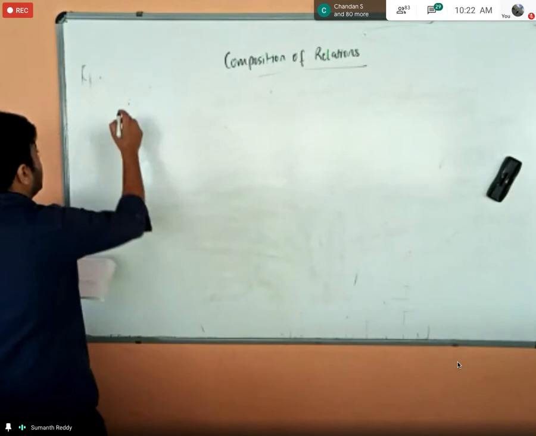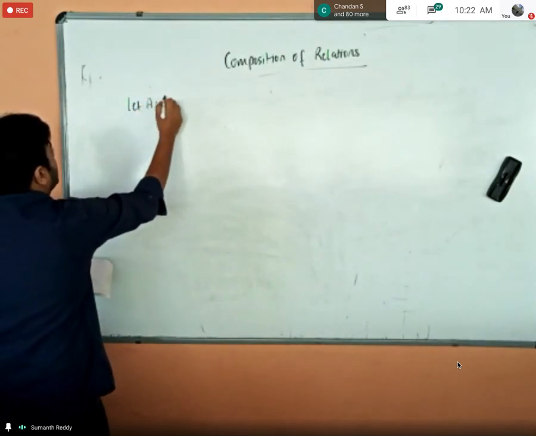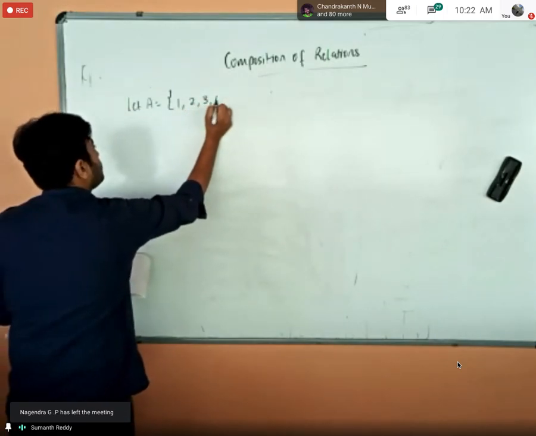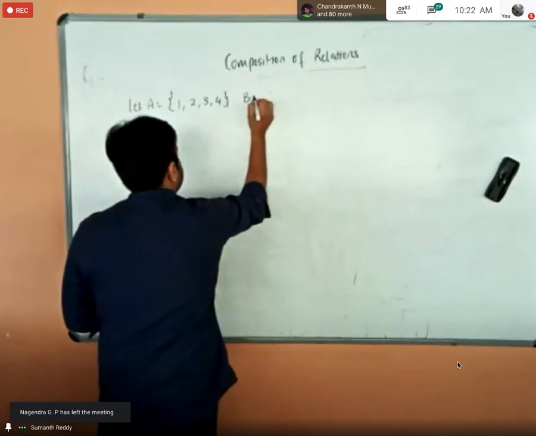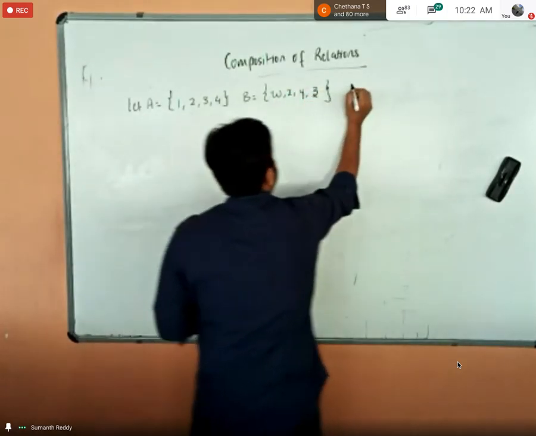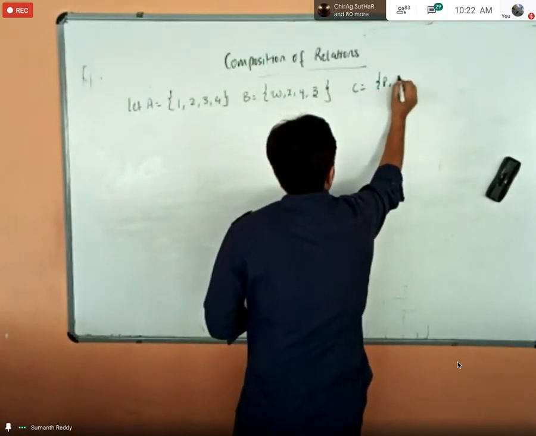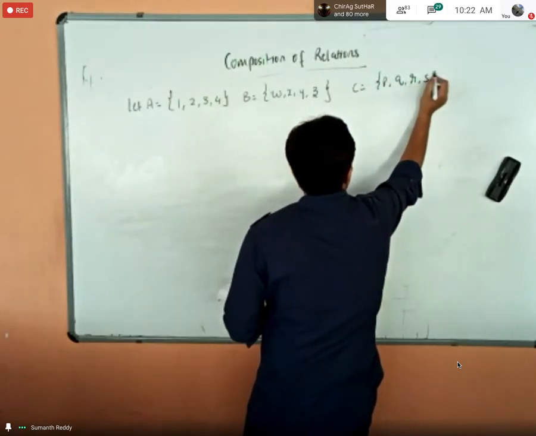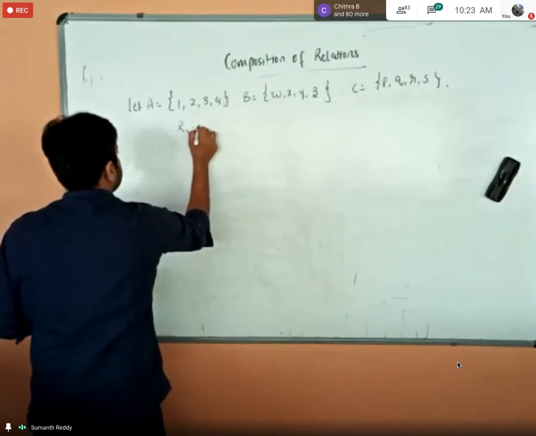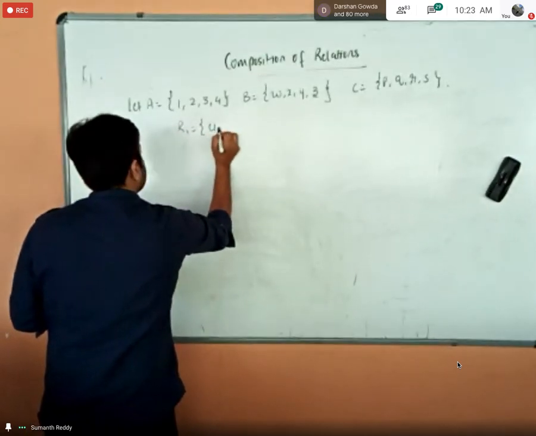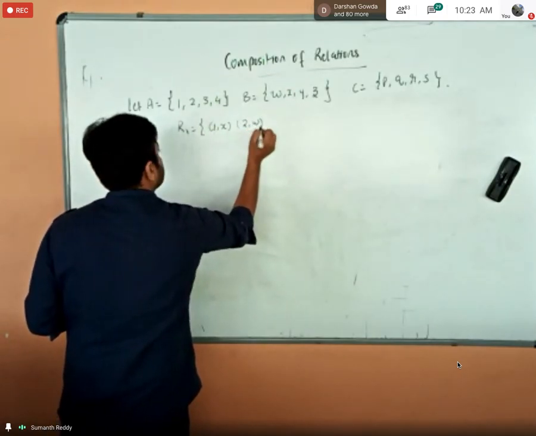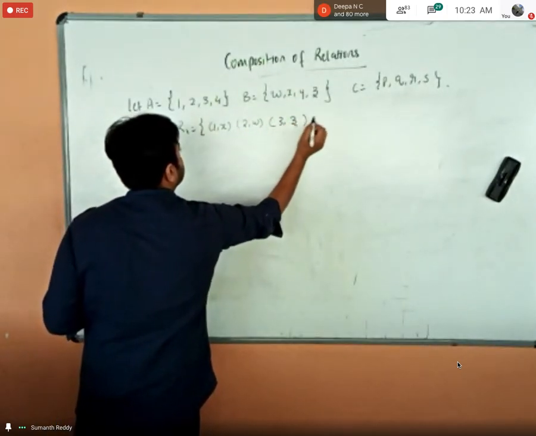Let set A be equal to 1, 2, 3, 4. Let me see how many of you will solve this. Set B is equal to W, X, Y, Z, and set C is given by P, Q, R, S. Fine. And he has given the relations. R1 is the relation which has the ordered pairs (1, X), (2, W), and (3, Z).